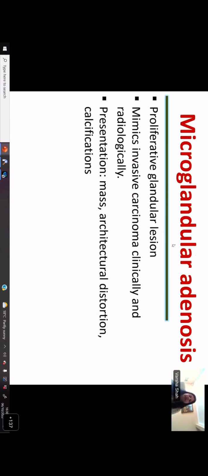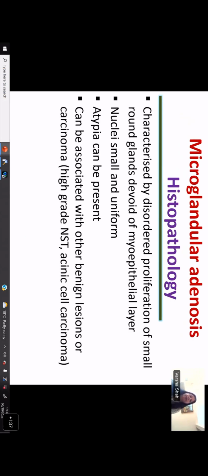So what is microglandular adenosis? It is a benign proliferative glandular lesion, but it can mimic invasive carcinoma radiologically, under the microscope, and clinically. It can present as a mass lesion, architectural distortion, or calcification, because those secretions undergo calcification. It is characterized by haphazard, disordered proliferation of small round glands devoid of myoepithelial layer. Nuclei are small and uniform.